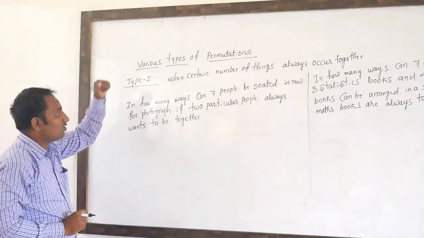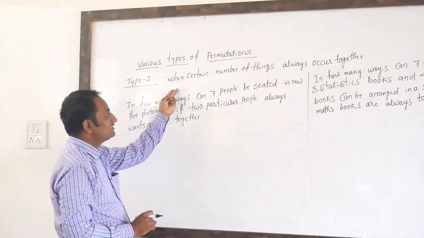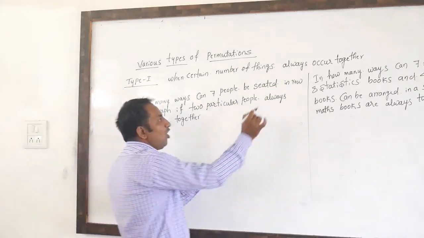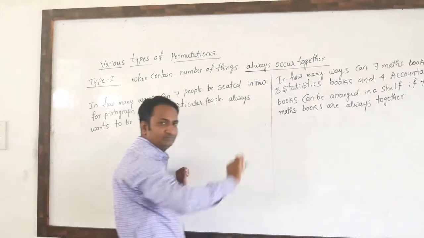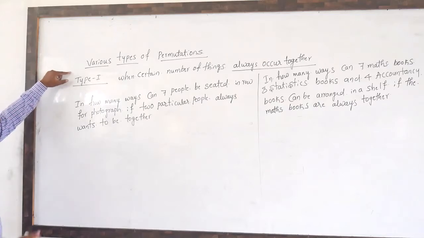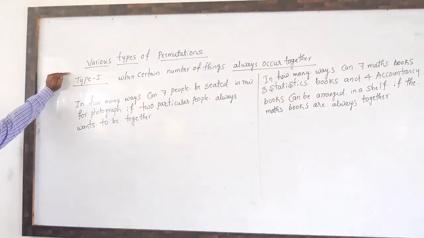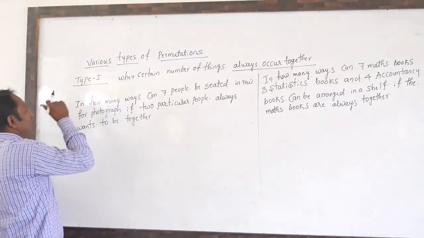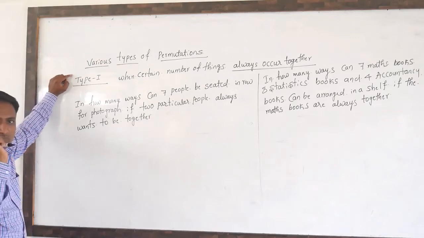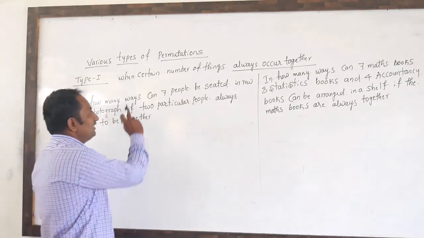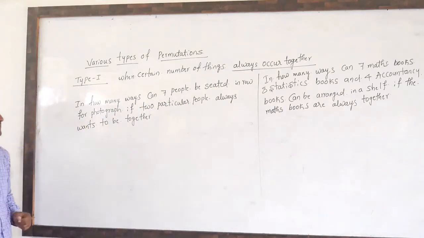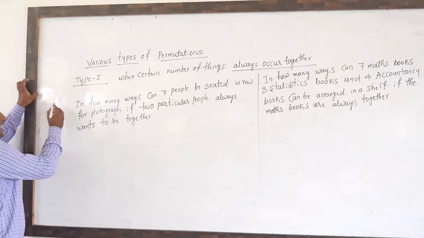Here in this concept, type 1 is when a certain number of things always occur together. This is the first type of permutation. Permutation means arrangement. On the basis of type 1 we can choose example 1 and example 2.